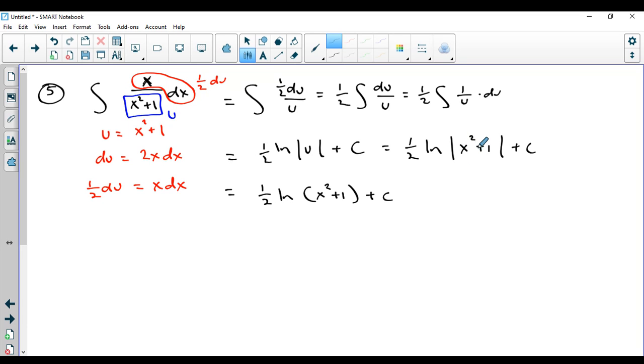Because if you think about it, if you have x squared plus 1, whether x is positive, 0, or negative, this will always evaluate to be positive. And so if it's always positive, you don't need the bars. Initially you have to put them in because you don't know how it's going to play out. But as soon as you get to this point, you realize, okay, I don't need them. So this is it. Notice there's no arctangent in this problem.